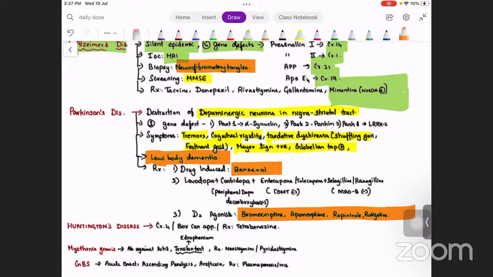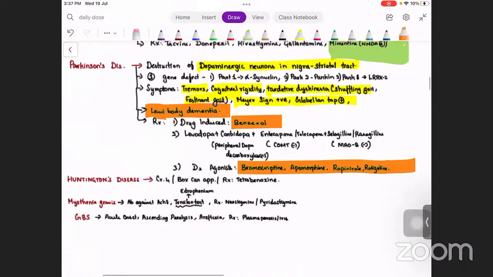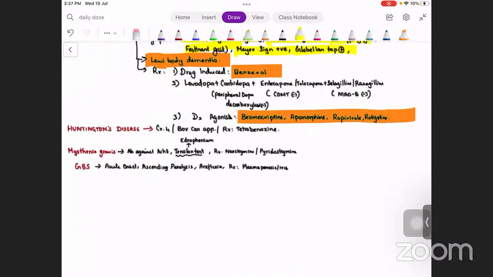Gene defect, three gene defects: PARK1, PARK2, PARK8. PARK1 is alpha synuclein, PARK2 is parkin, PARK8 is LRRK2 gene defect. And Lewy body dementia is seen in Parkinson disease. Classical MCQ, people. Then you have Huntington, chromosome number 4, where you see the boxcar appearance. Drug of choice is tetrabenazine.